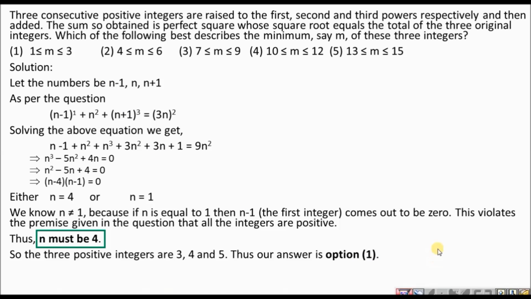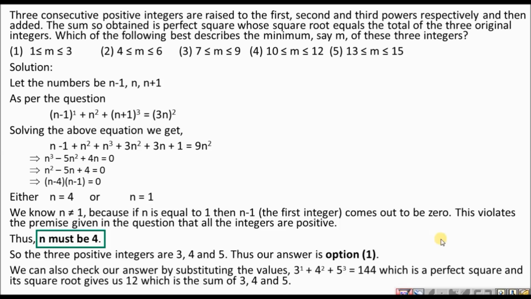Now if I want, I can also check my answer. I know that the first number is 3. So I raise 3 to the power 1, 4 to the power 2 and 5 to the power 3, and I get 144, which is indeed a perfect square, and its square root gives me 12, which is also the sum of 3, 4 and 5. Because I know the square root should be equal to the sum of the 3 integers as per the question. So 12 is equal to 3 plus 4 plus 5. So it becomes option number 1.